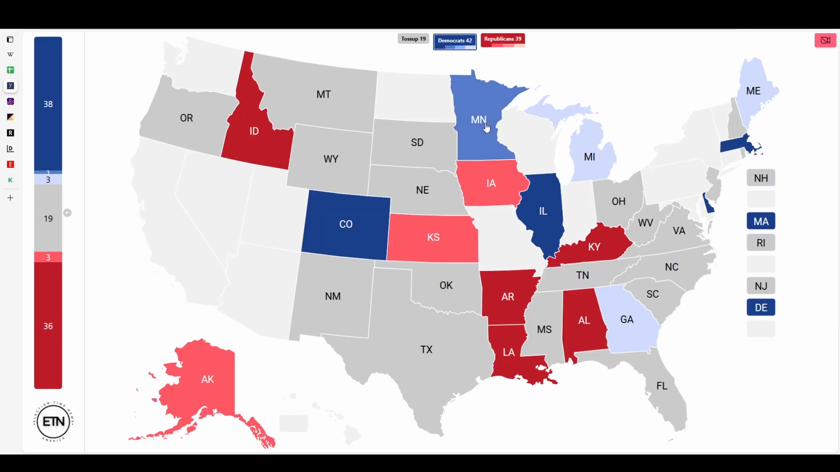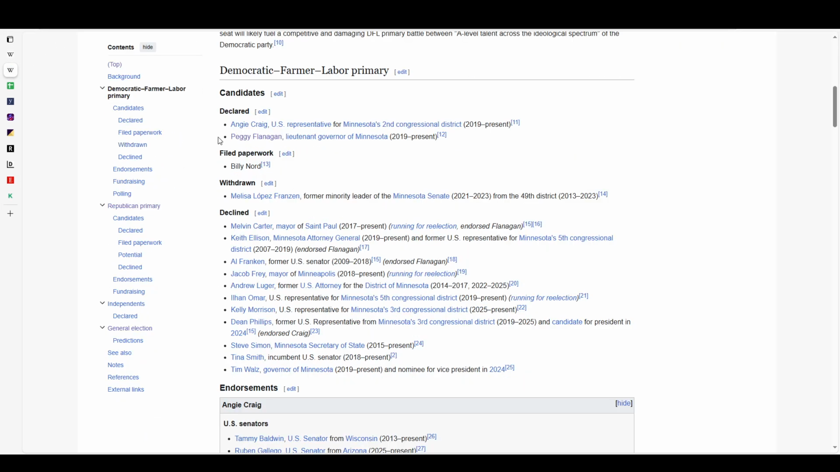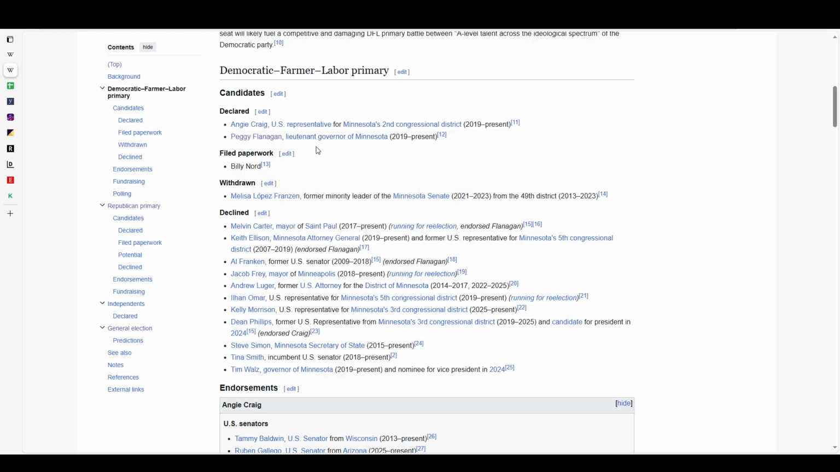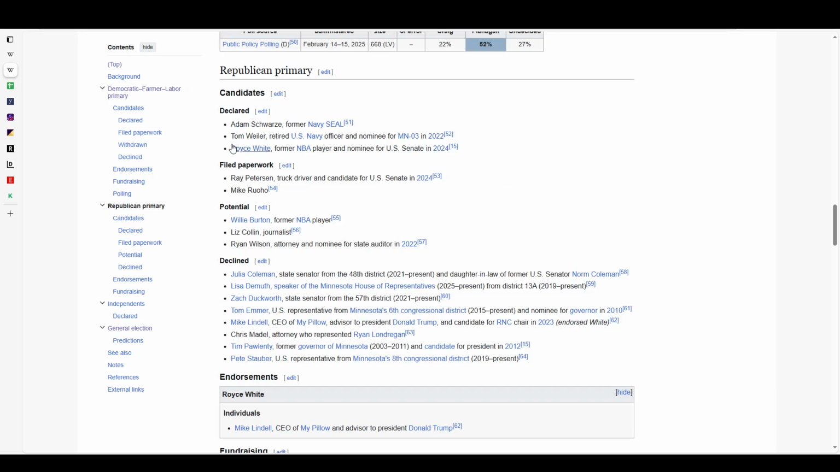Minnesota, 5.8 points. This one has slowly been breaking away from the Republicans as things have been changing. They have Peggy Flanagan and Angie Craig still. Peggy Flanagan's probably the better of the two candidates here, as she obviously is the lieutenant governor of Minnesota. She's won multiple races. Angie Craig isn't a weak candidate by any means, though.